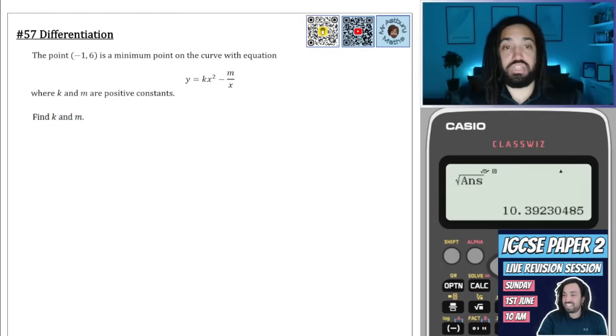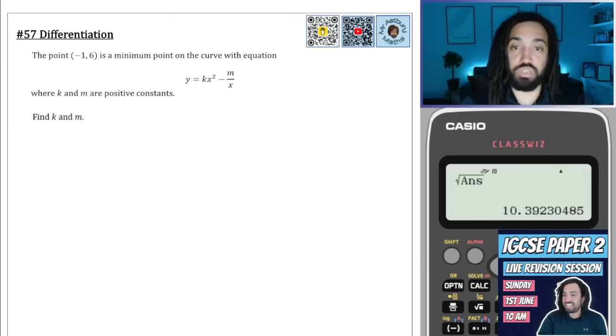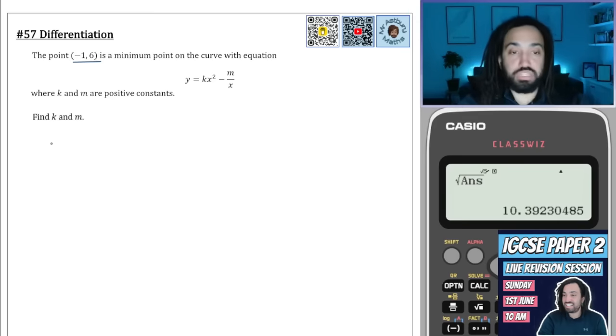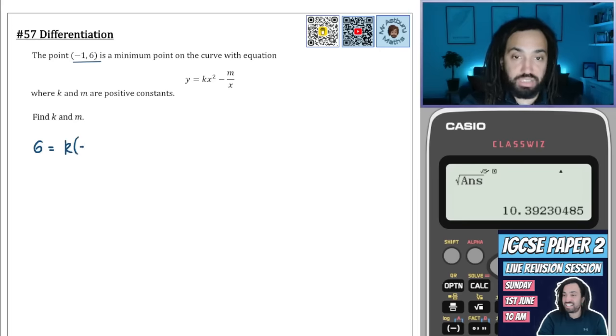Okay, it says the point (minus 1, 6) is a minimum point on the curve for this equation, where k and m are positive constants. Find k and m. Okay, so if this is a minimum point, then it must lie on the curve, which means it must satisfy that equation. So we can sub in and it should work. So if y is 6, then we can have 6 equals k x squared, which will be minus 1 in this case, minus m over minus 1. So this gives me 6 is equal to k, because minus 1 squared is just 1.